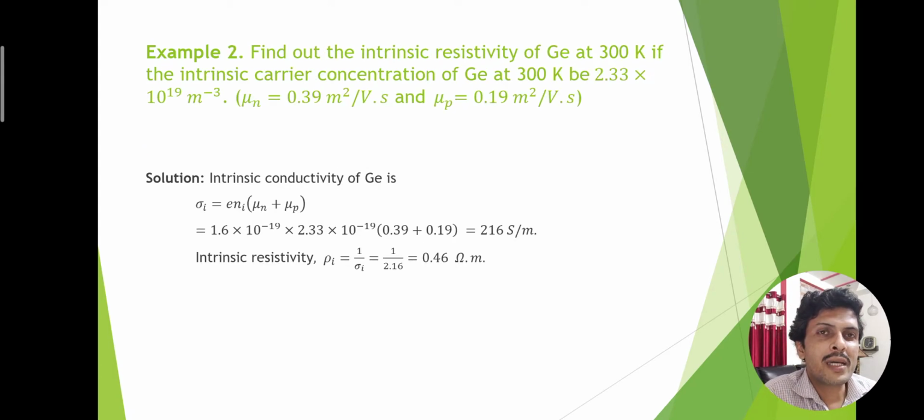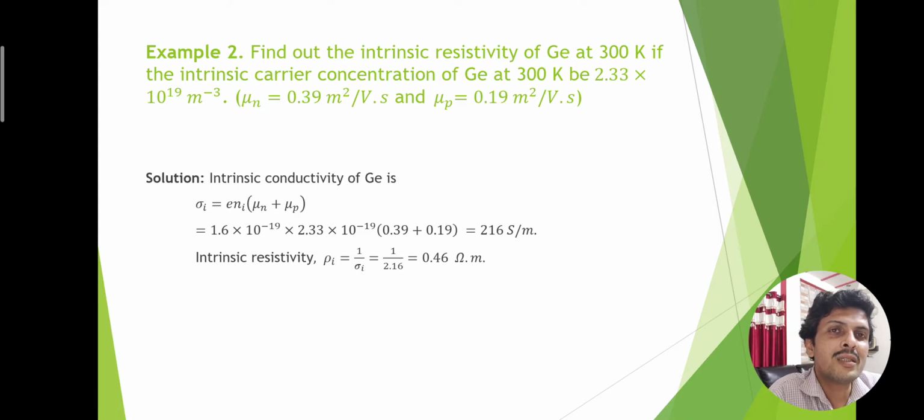Now this is the second problem. It tells us to find out the intrinsic resistivity of germanium at 300 Kelvin if the intrinsic carrier concentration of germanium at 300 Kelvin is 2.33 into 10 to the power 19 per meter cube. So per meter cube is per unit volume. The unit of volume is meter cube. That is why per meter cube is written.